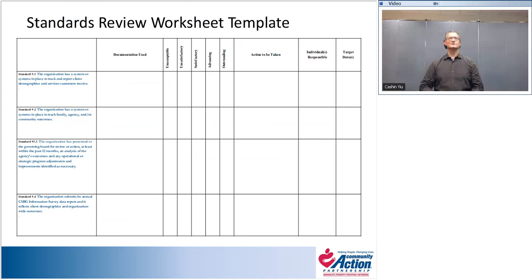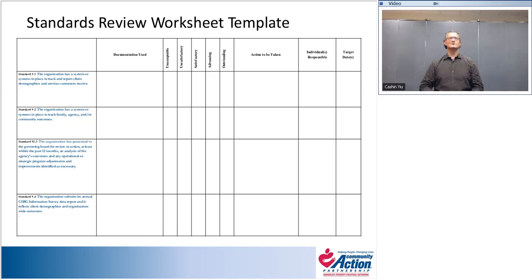So again, what is up on the screen right now is a picture of the worksheet. This is not something that you have to use. It's just a template that you can adapt for your own purposes. But what you would see if you had very, very good eyesight would simply be the columns with the documentation that you use to show you're in compliance with each standard. Again, a score on that Likert scale that we mentioned. We'll show you a picture of that in a second.